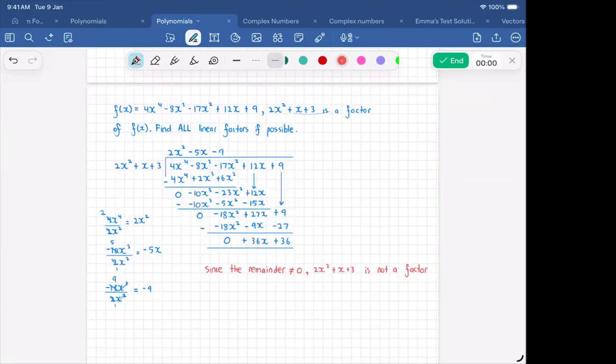But I have a question, guys. Every time you want to check if something is a factor, do you think it makes sense to have to do polynomial long division? Tell me, Serena, do you think it makes sense that every time you want to see if something is a factor, you should do long division? No, there's an easier way to see if something is a factor.